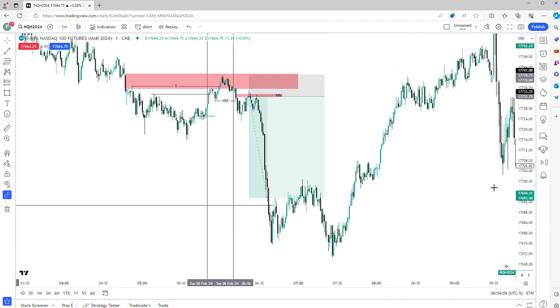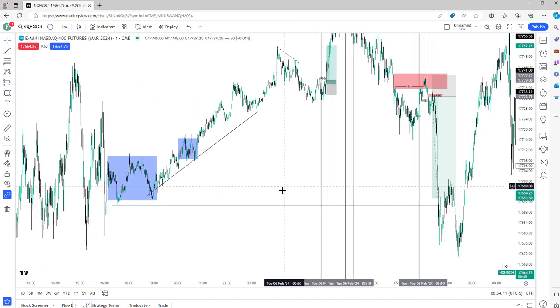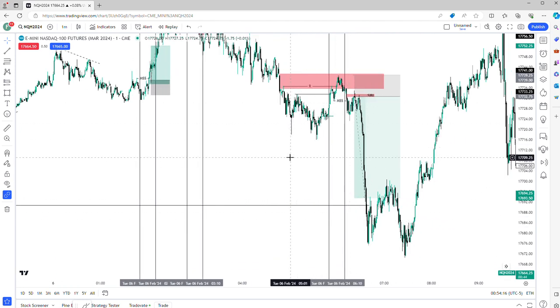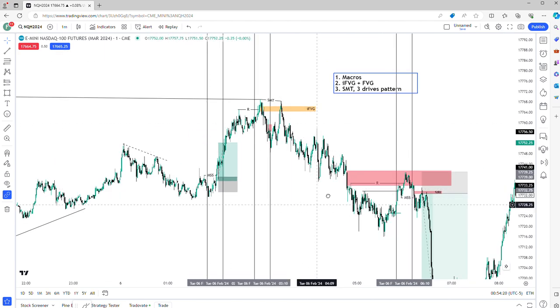And again, that just shows the low resistance liquidity run of all this trend line liquidity. That's how the market behaves. Really snappy, really short, really sweet. So hope that kind of explains things.